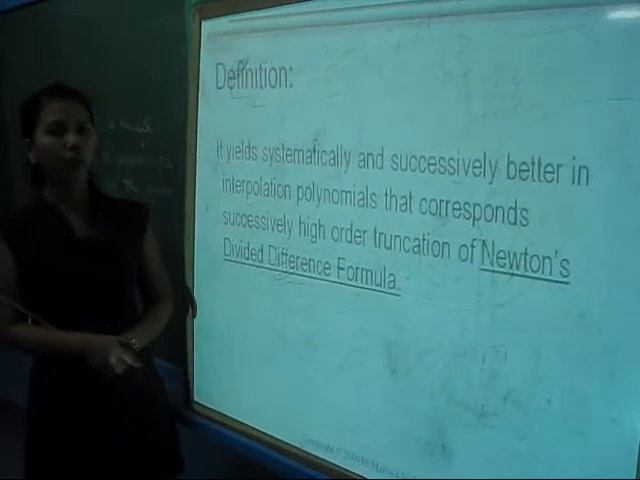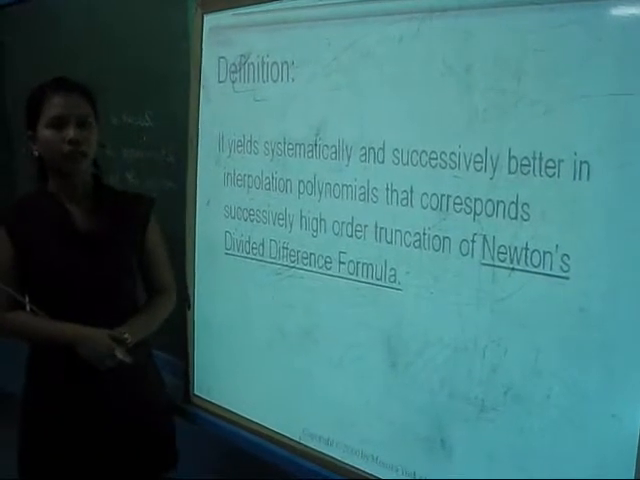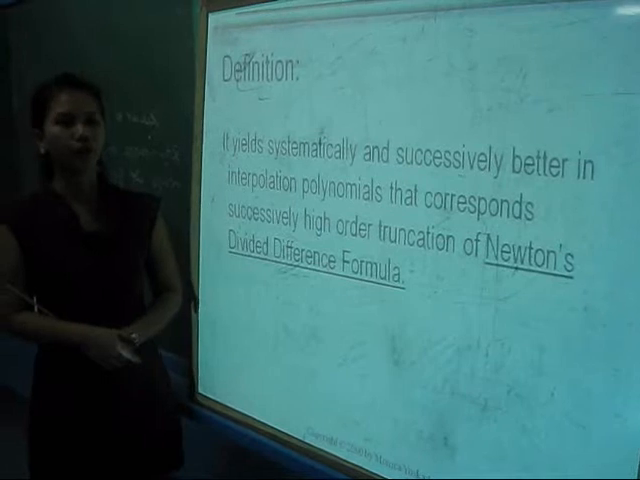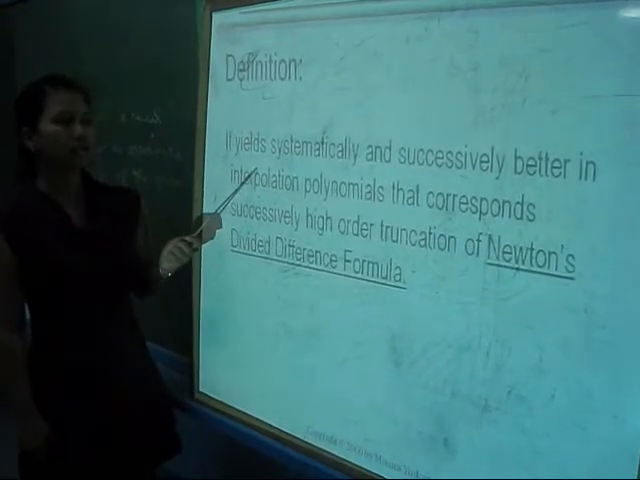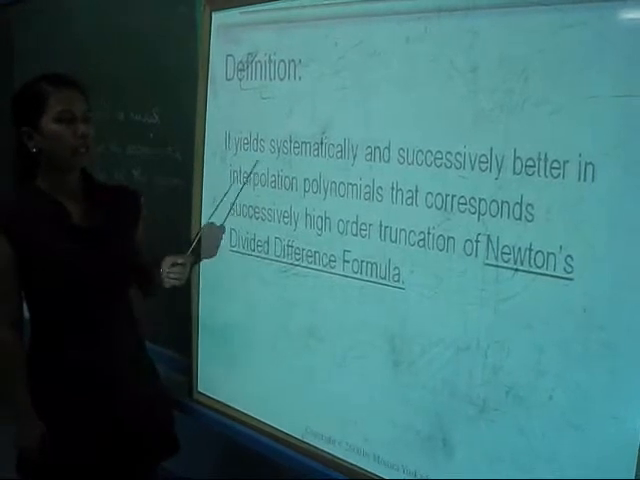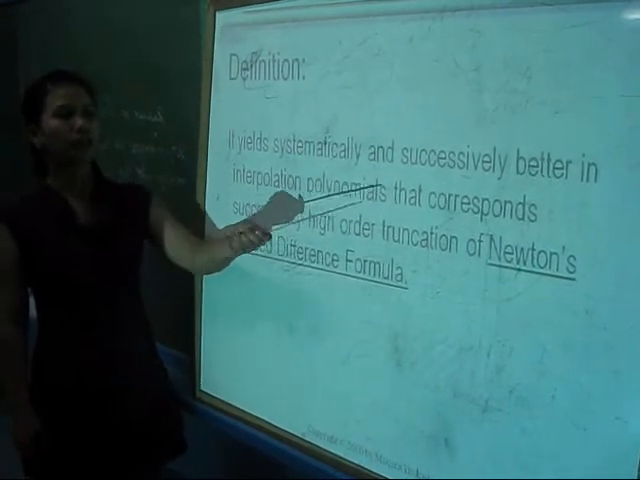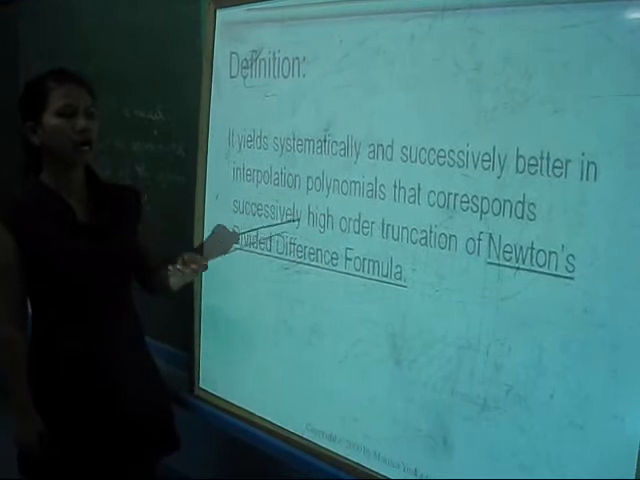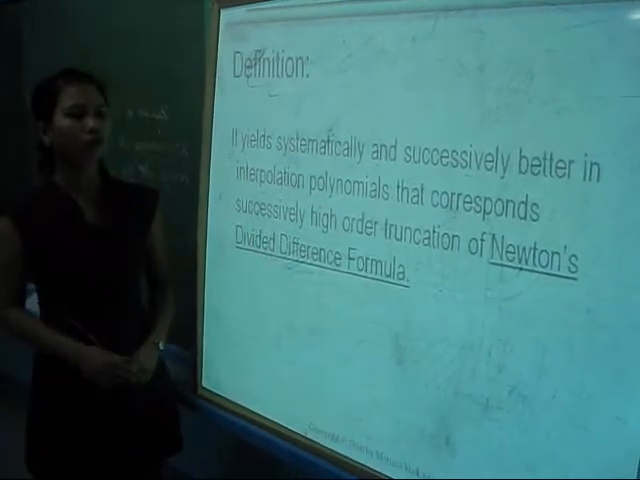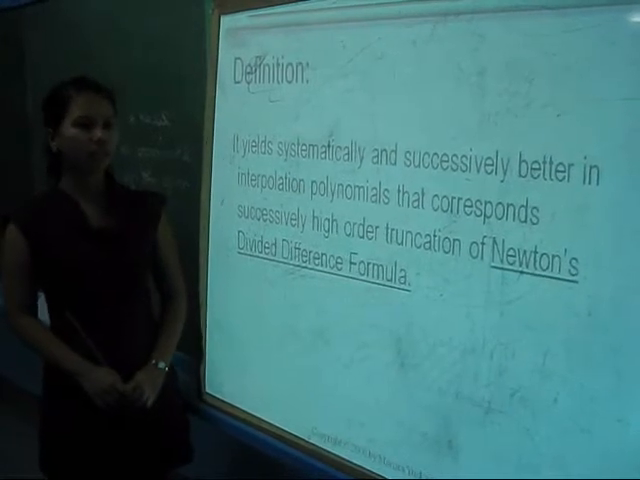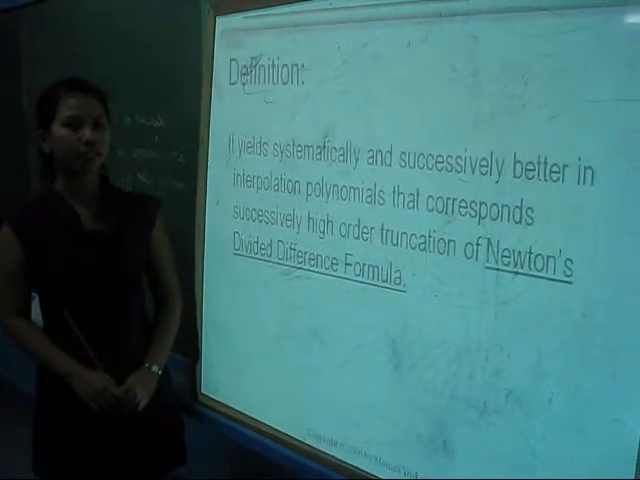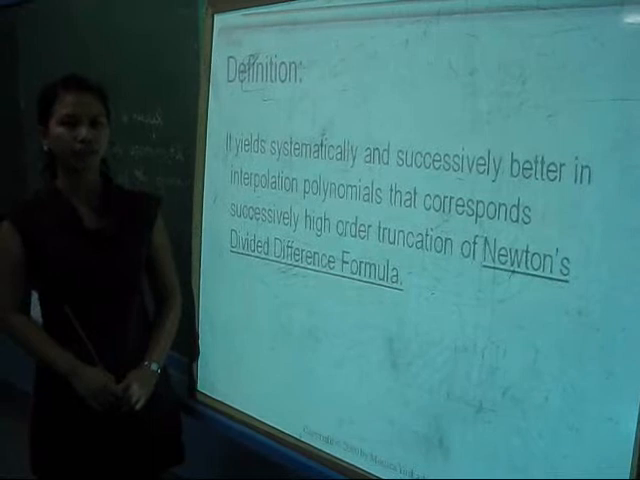Let us define now Aitken interpolation. It is known to be the higher order of Newton's divided difference formula. It yields systematically and successively better interpolating polynomials that correspond to successively higher-order truncations of Newton's divided difference formula. Its major advantage is that the accuracy may be gauged by comparing successive steps.